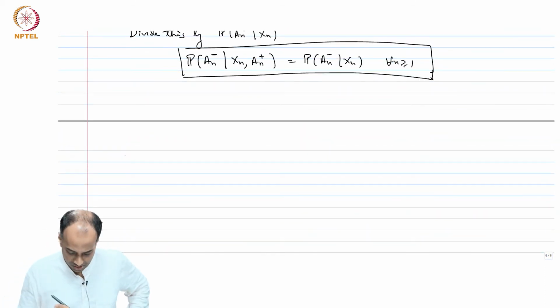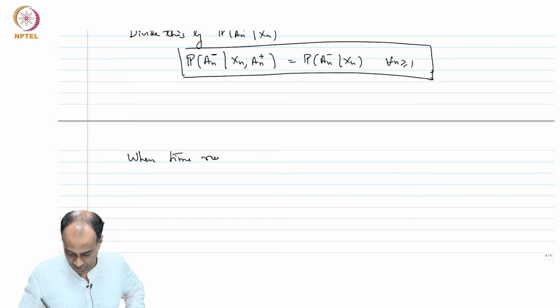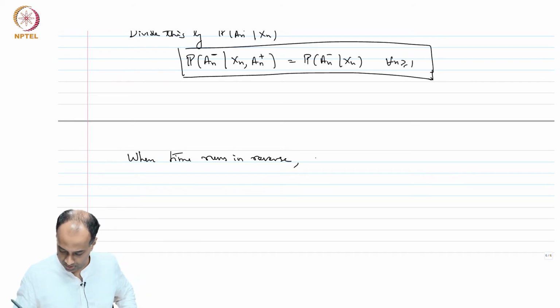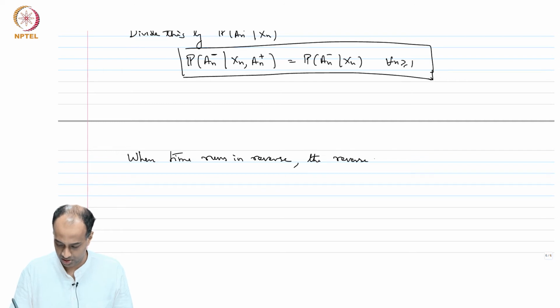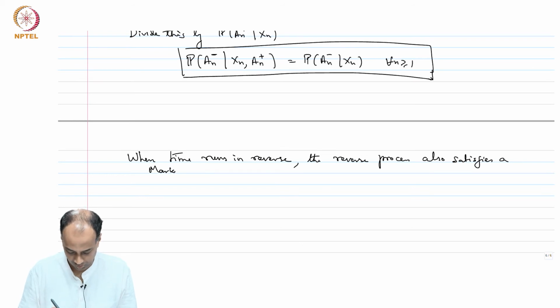So, when time runs in reverse, the reverse process also satisfies the Markov property. That is what the above equation is saying, right.